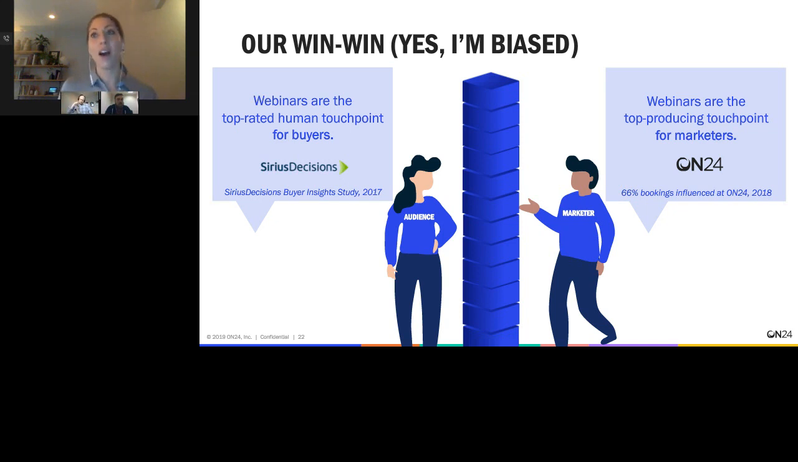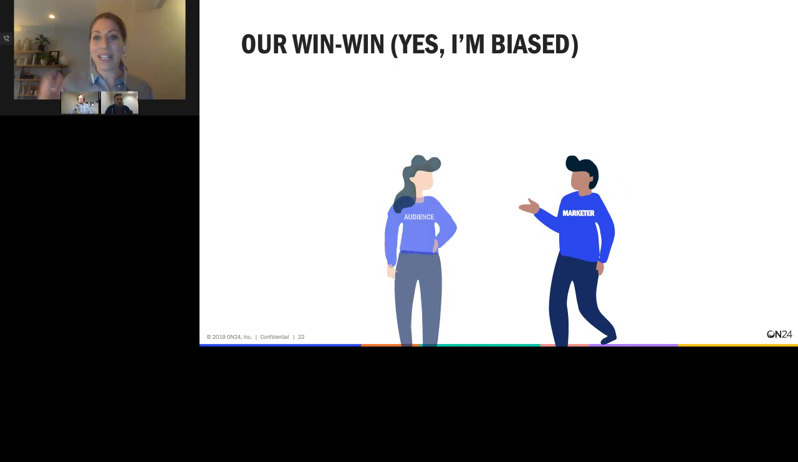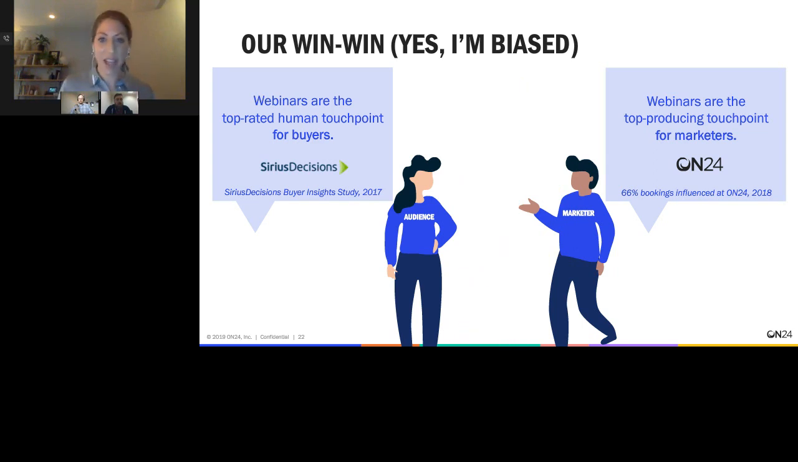So 66% of our bookings last year were influenced by webinars and any other content experiences we create at the same time. And this is where it's important: it's not just that webinars are great for us as marketers. We're being told by SiriusDecisions and other analysts, and I think even Demand Gen Report themselves, that buyers actually prefer it. And I think it's for the reason Matt just described. There's a human aspect to it, and if you can't meet in person anymore, webinars become the next best thing.